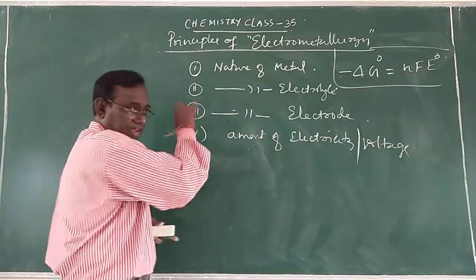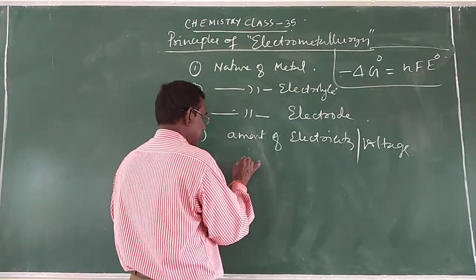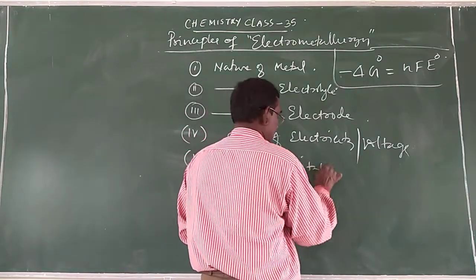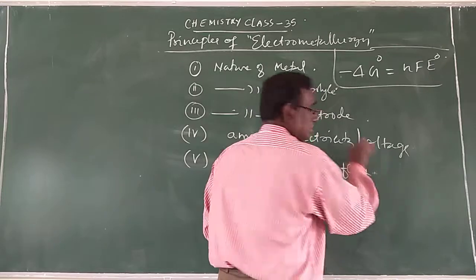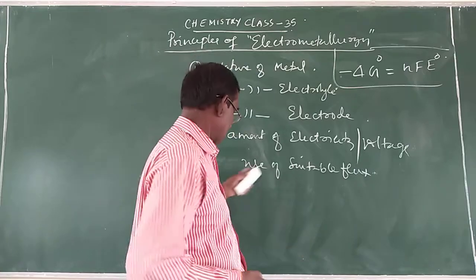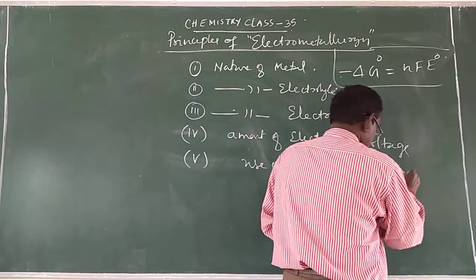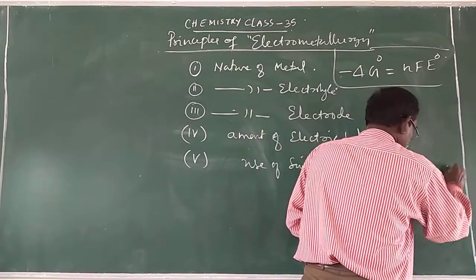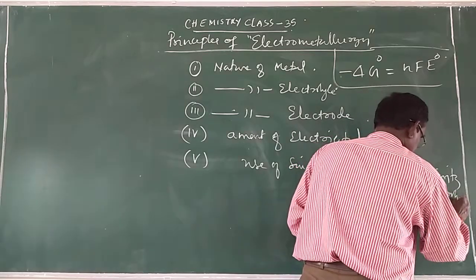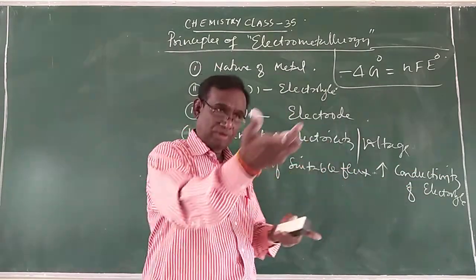And number five, the fifth one, is the addition or use of a suitable flux. Which flux is used for this electrolysis? So that is also very important. Use of a suitable flux will increase the conductivity of the electrolyte. To increase the conductivity of the electrolyte, a suitable flux is also used.